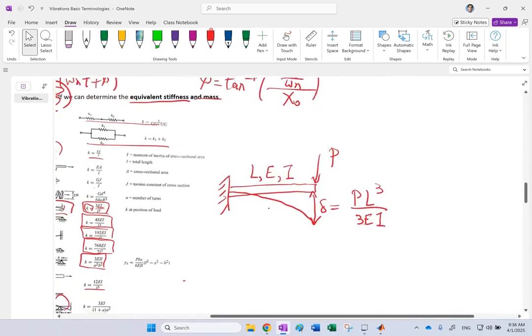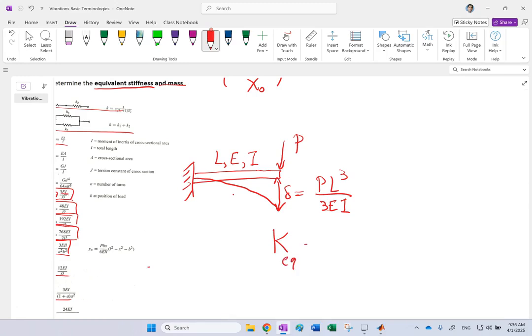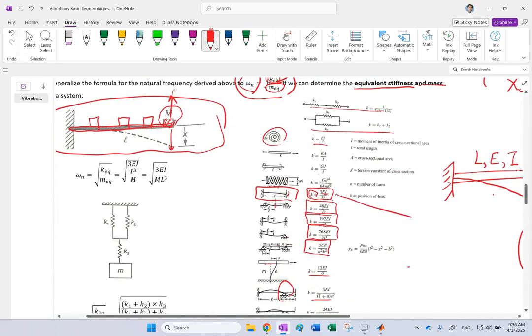So here I can define a similar thing and say K, or K equivalent, is the force P over the deflection delta. Well, if I plug in the formula for delta, what would you get? These two would cancel. You get 3EI over what? Over L cubed. That is exactly this. Look. So that is how you can find an equivalent stiffness.